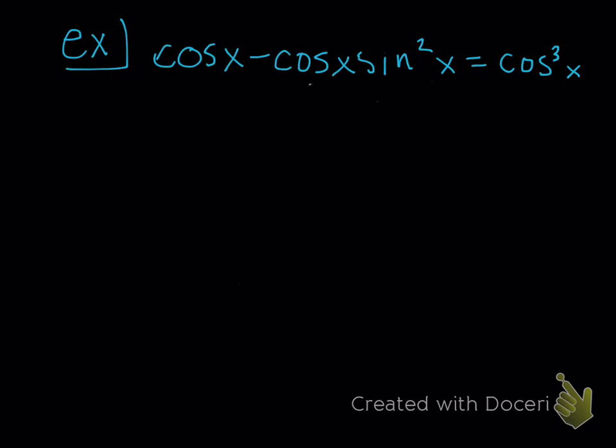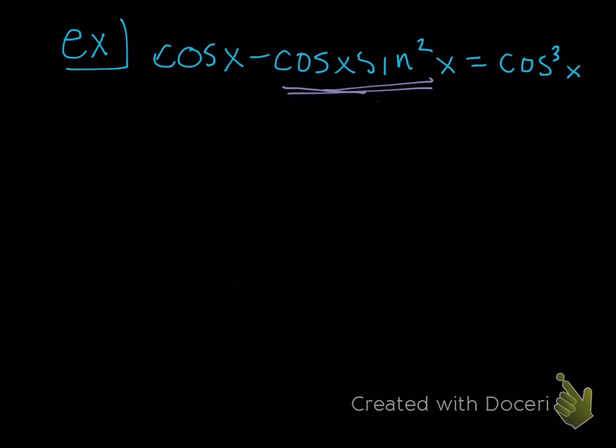So here I have cosine of x minus cosine of x times sine squared of x, and I'm trying to prove that this is equal to cosine cubed. The first common mistake is that students ask if they can do cosine minus cosine and cancel that out. You cannot do that because this cosine right here is attached to the sine squared. They're one whole term, so you cannot subtract them.